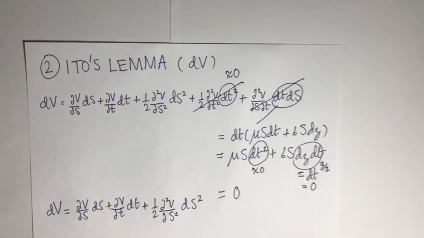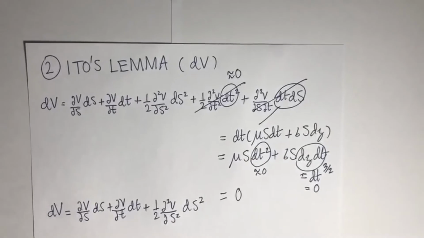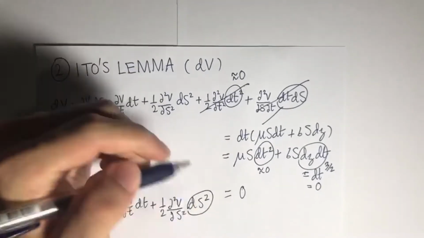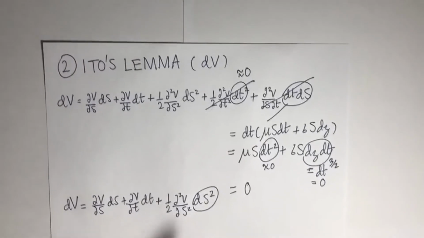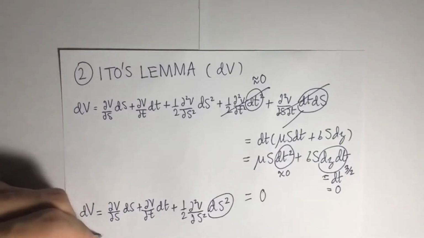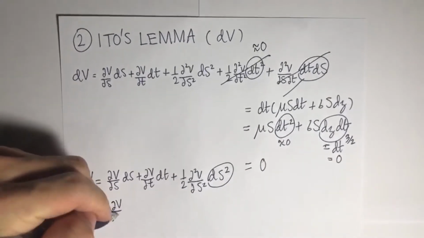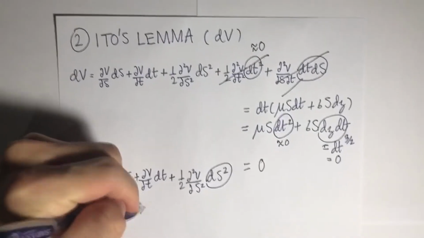And then we will substitute the GBM, or geometric Brownian motion, equation into this dS squared to come up with the resulting dV.